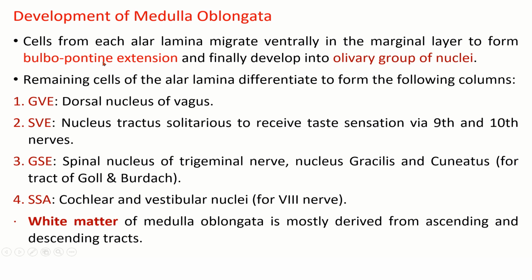You can see the cells from each alar lamina migrate ventrally in the marginal layer to form the bulbopontine extension and finally develop into the olivary group of nuclei. As you know, the inferior olivary nucleus and dorsal olivary nucleus all develop from this.